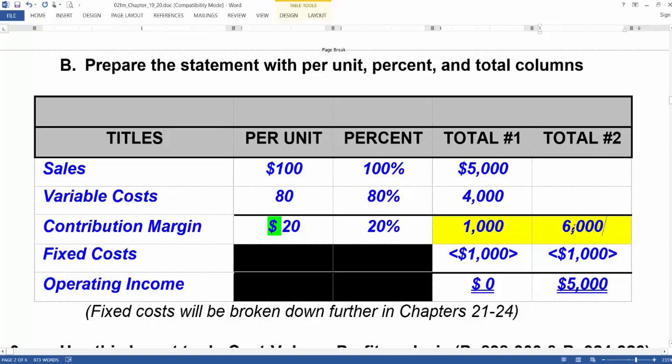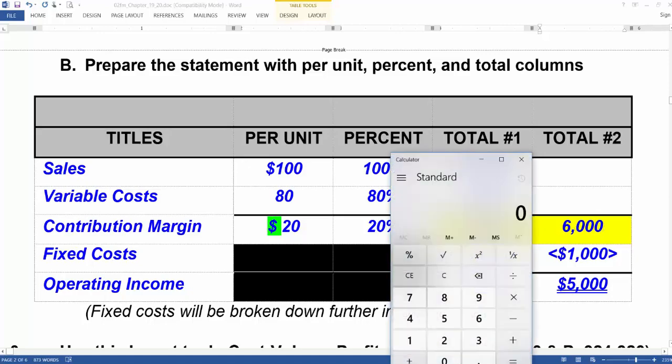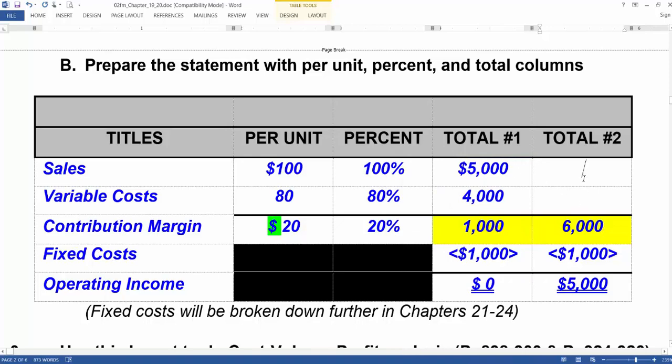Now, how do I get above here? I have to divide. So 6,000 divided by 0.2 or 20% tells me my sales. In this case, that sales is $30,000. And that goes right up here. So the only thing left to do here for this column is to figure out how much variable costs are. 30,000 times 80% is 24,000, or 30,000 minus 24,000 equals 6,000, so that works too.